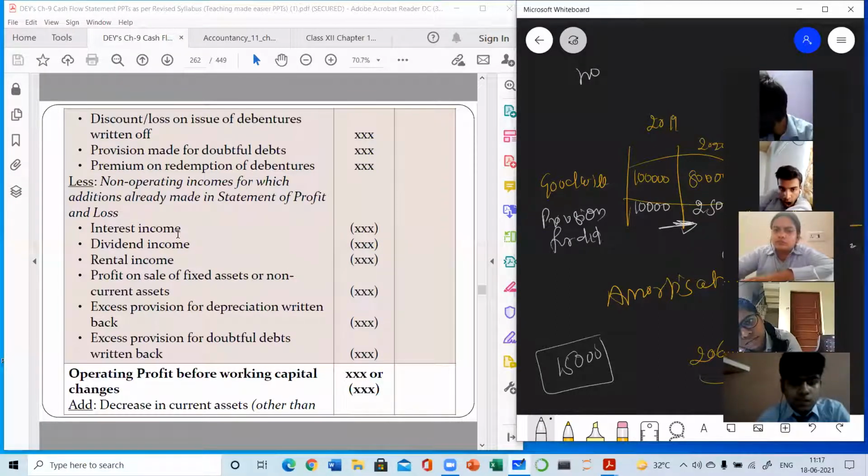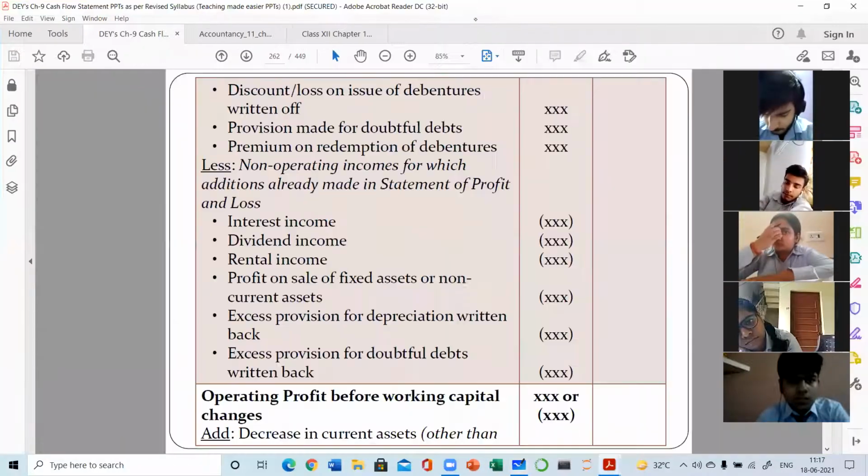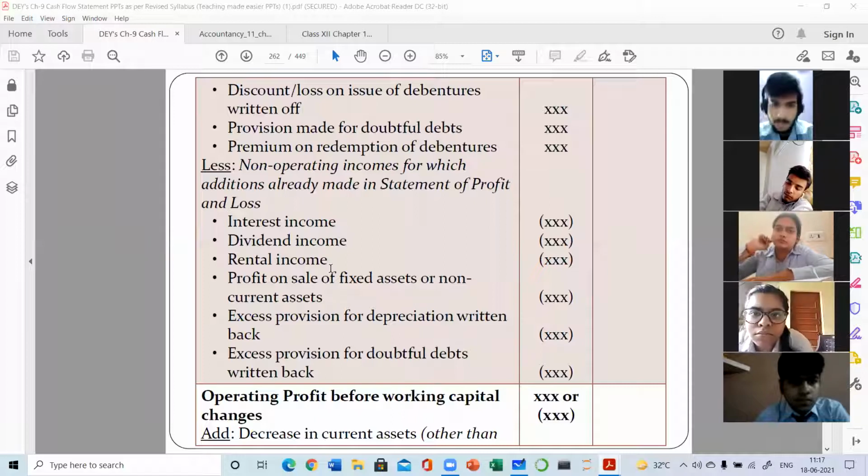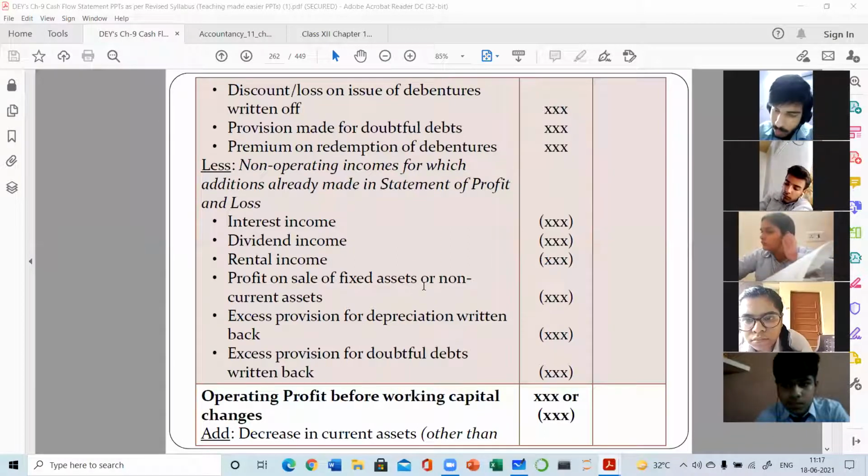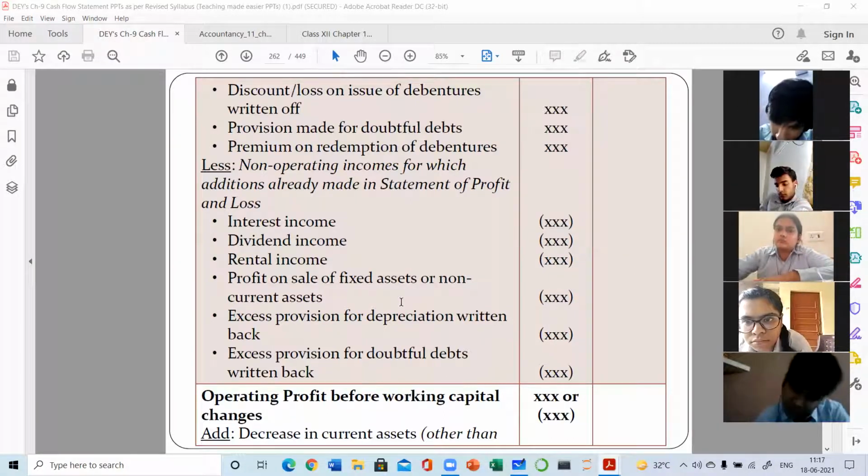So what we can write? Interest received, dividend received, and rent received. Then profit on sale of fixed asset. Like loss we have added back, so if there is a profit, it will be subtracted. There may be only one thing, either profit or loss. If during the year you have sold the asset, then both cannot be there. Either there will be profit or there will be loss. If there is a profit, it will be subtracted. If there is a loss, it will be added back.